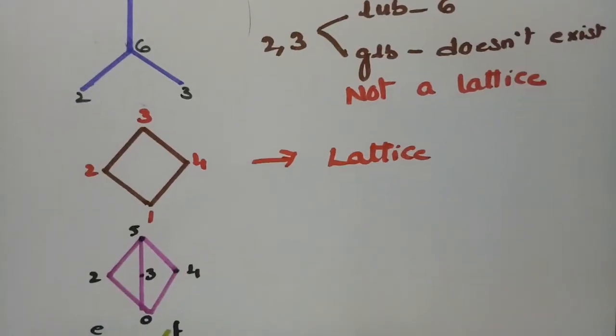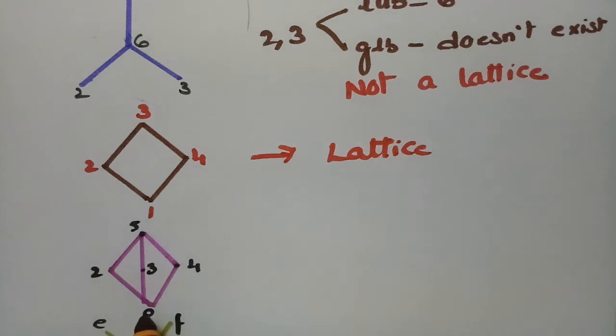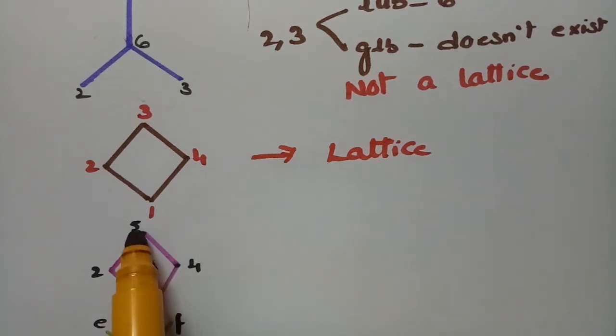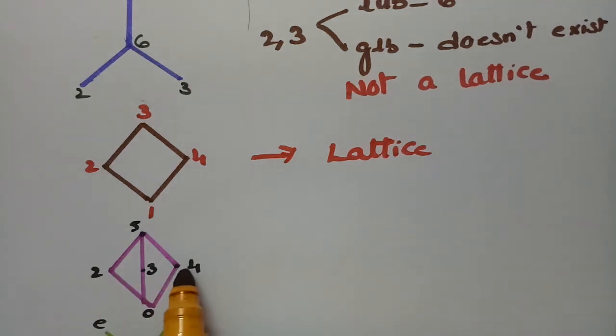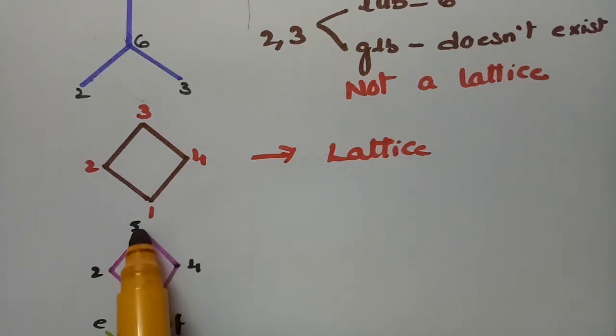And next, coming to this, the Hasse diagram contains 0, 2, 3, 4 and 5. If you consider any two elements here, they should have the greatest lower bound and the least upper bound. If you consider 2, 3, the greatest lower bound is 0 and the least upper bound is 5. If you consider 3, 4, the least upper bound is 5 and the greatest lower bound is 0. If you consider 2, 4, the greatest lower bound is 0 and the least upper bound is 5.